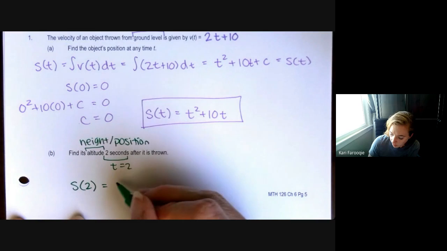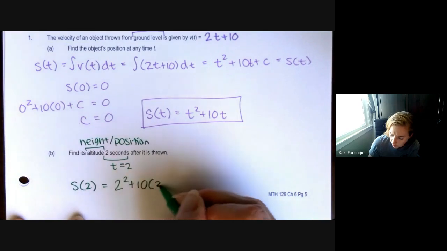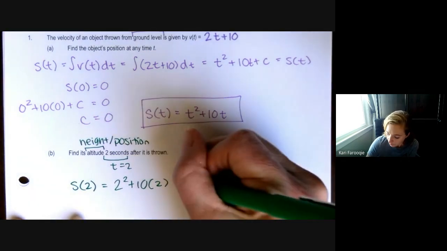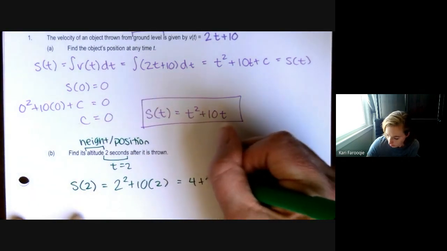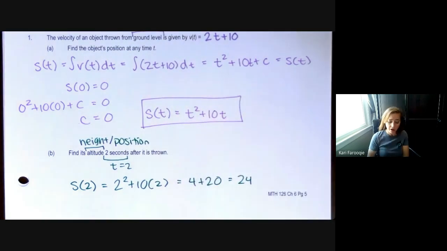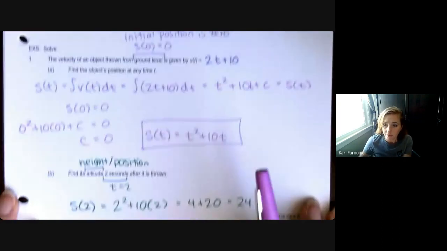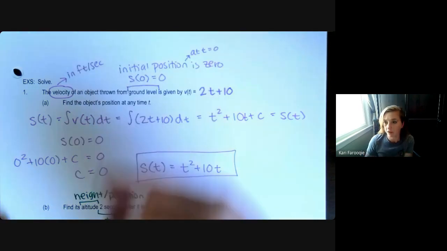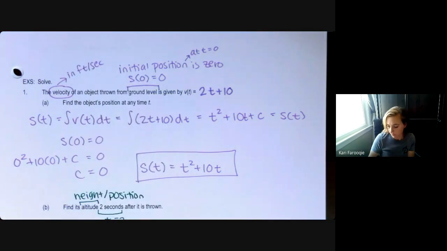So we have 2 squared plus 10 times 2, just using the position that we found in part A, which is 4 plus 20, which is 24. Oh, you don't have any units here. I know, normally I would be yelling at you, like, why didn't you put a unit on this? We'll say the velocity is in feet per second. That means your position would be 24 feet.